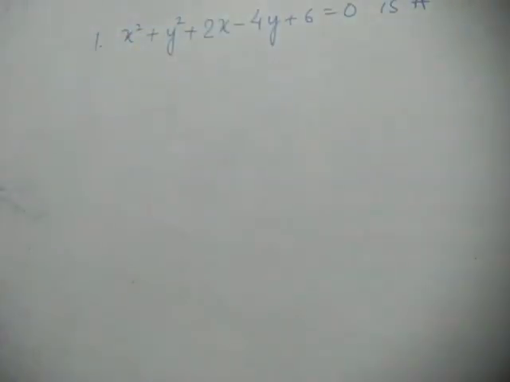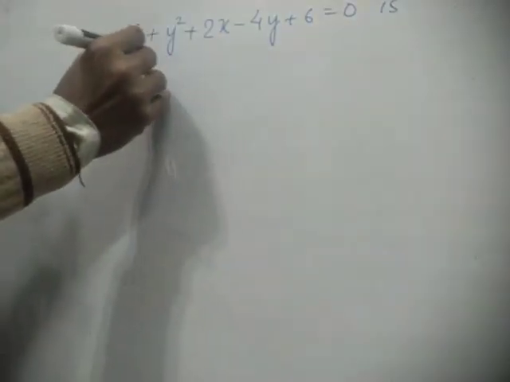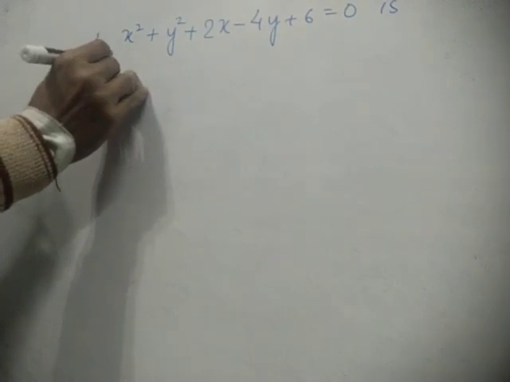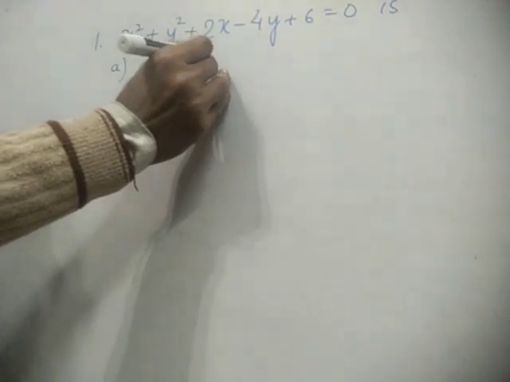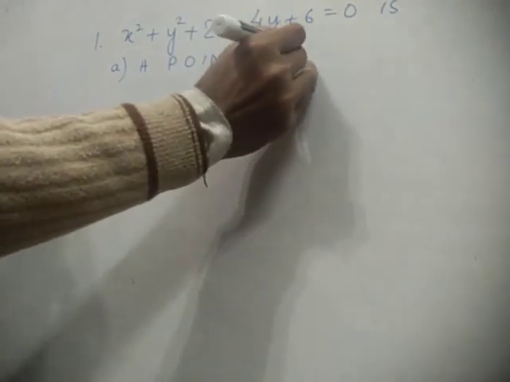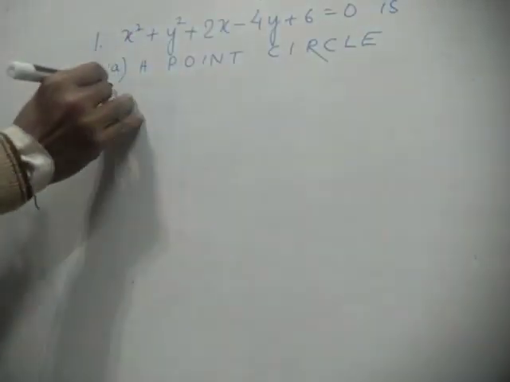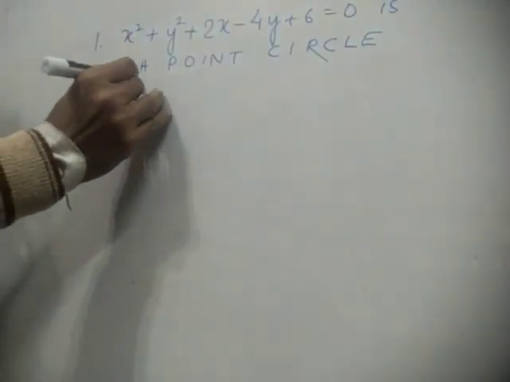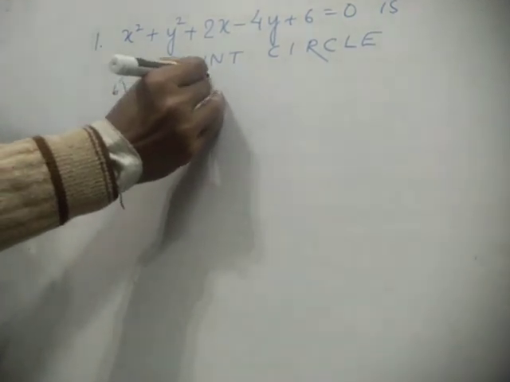Now point circle means when the radius is 0. Imaginary circle means when the radius is negative. Real circle means its radius is 0 or more than that. D, none of them: if we don't get anything such, then we'll take that option. Now when an equation is given, first we have to confirm whether it is a circle or not.